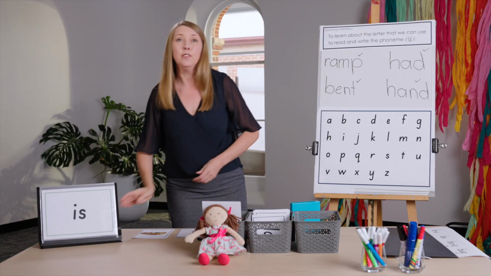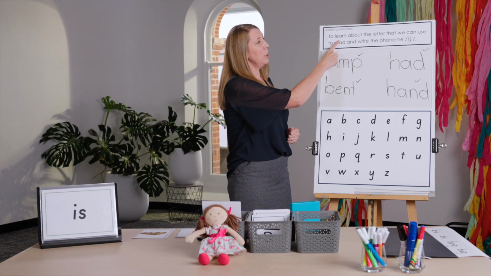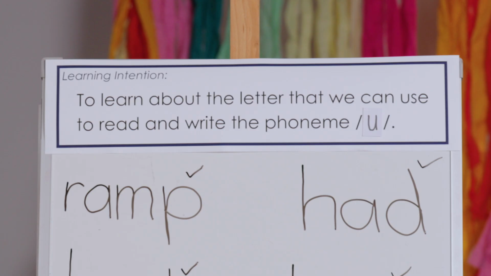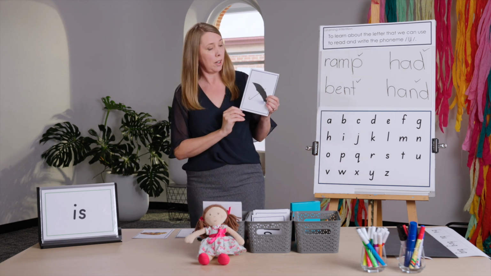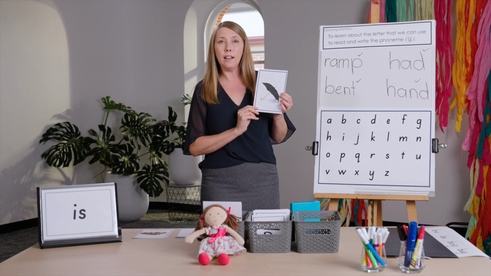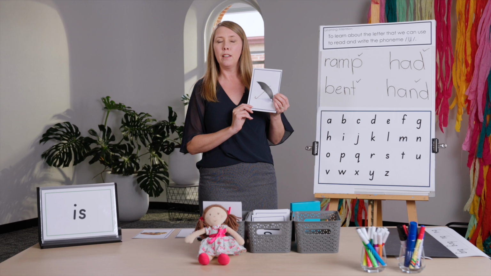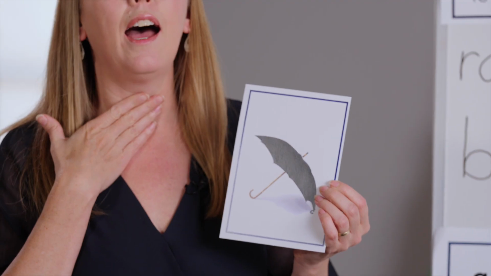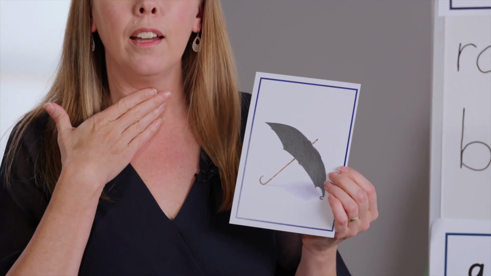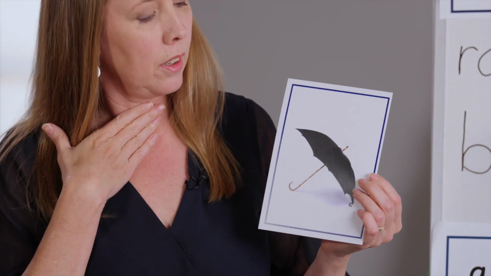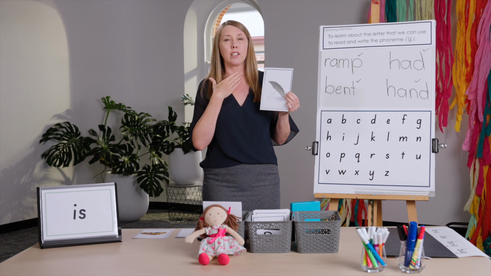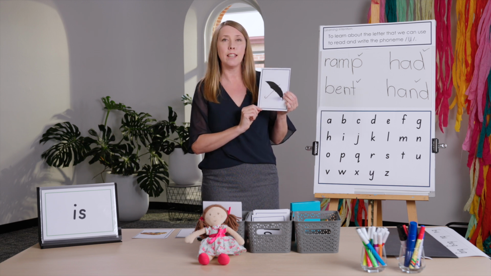In today's lesson, we are going to learn about the letter that we can use to read and write the phoneme A. Do you remember learning about the phoneme A as in umbrella? Say it with me. A as in umbrella. I wonder if A is a voiced phoneme. Let's put our hand on our throat and check. A, A, A. I can feel my voice box vibrating, so A is a voiced phoneme. Remember, all of our vowels are actually voiced phonemes, and A is a vowel.